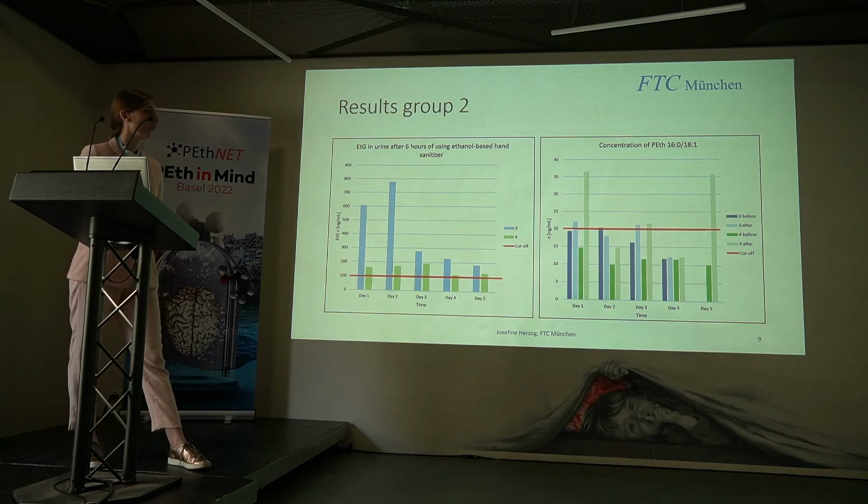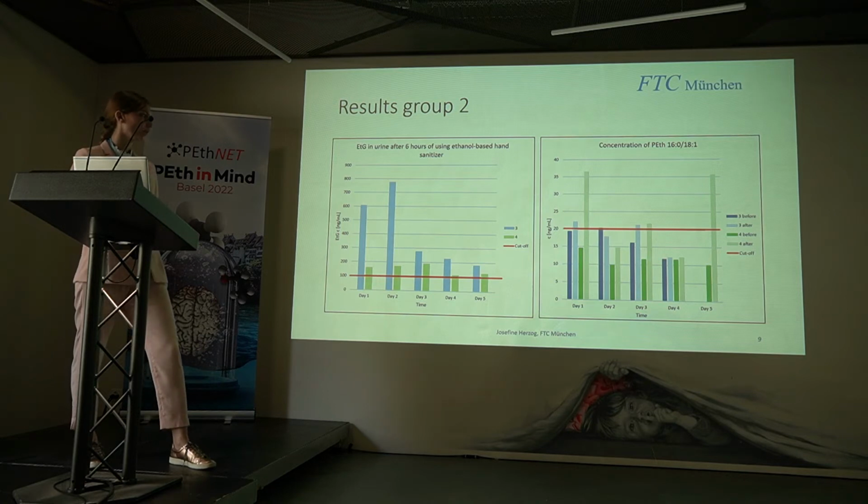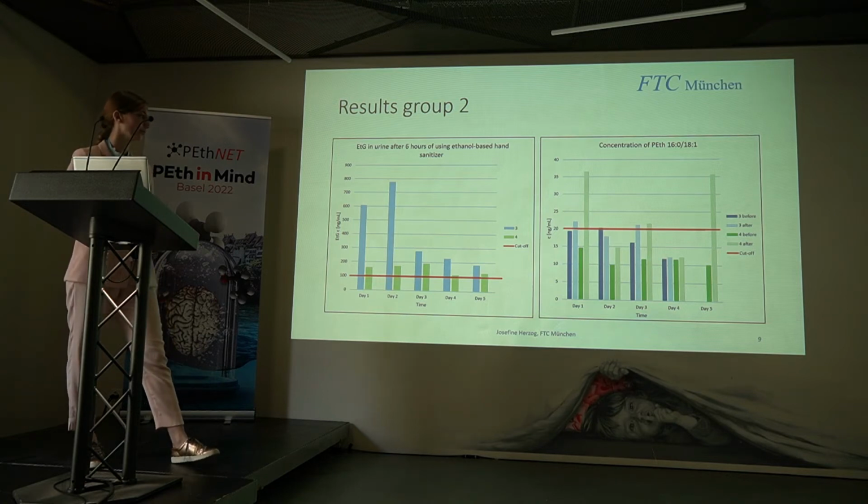So the third volunteer is colored in blue, and dark blue is the PEth concentration prior to 6 hours, and light blue after 6 hours. She exceeded the threshold of 20 nanogram per milliliter twice, on day 1 and day 3, always after the 6 hours.